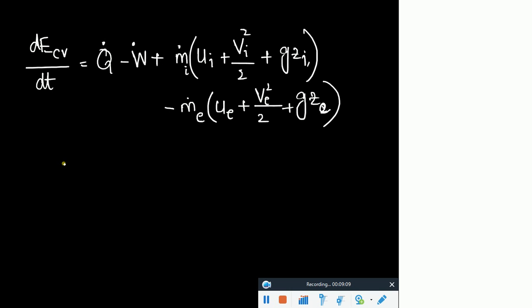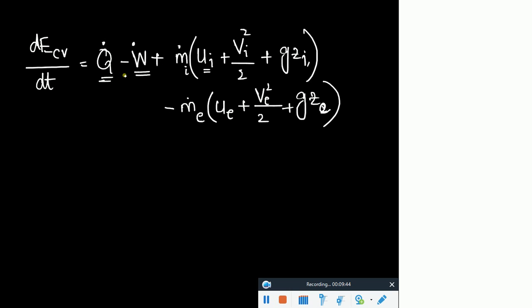Now I hope you understand where this m dot is coming from, because we are talking about rate of change of energy. So if you multiply each of these terms by m, then you would be able to get the internal energy, and then kinetic energy and the potential energy. And obviously there is a dot because we are talking in terms of rate of change.